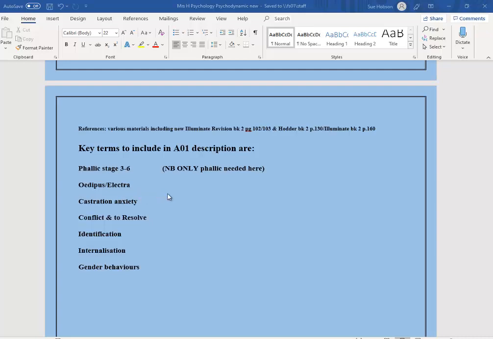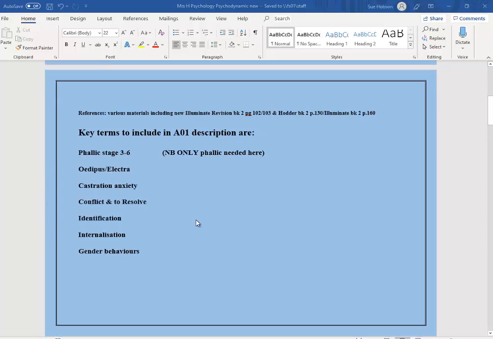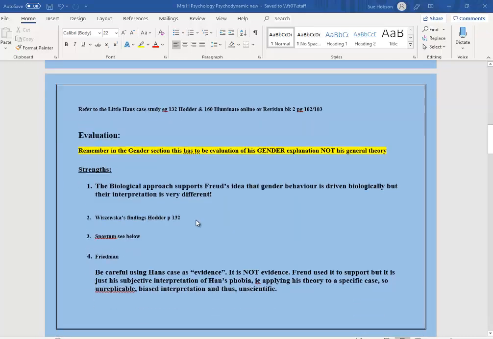The girl is lusting after her father. She realizes she can't be castrated because she already has been castrated. She doesn't have a penis, so she blames her mother for that. And the conflict she has is that she fears the loss of her mother's love. And so she will go through the same process. She'll identify with her mother and internalize her mother's gender behaviors. So that's the AO1 we need. Now we need to evaluate this, so we need to move swiftly onto that.